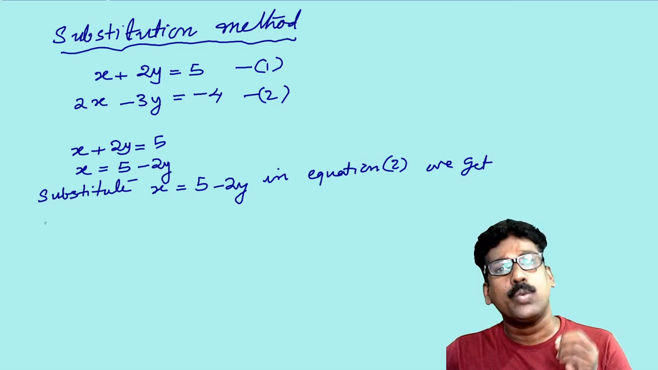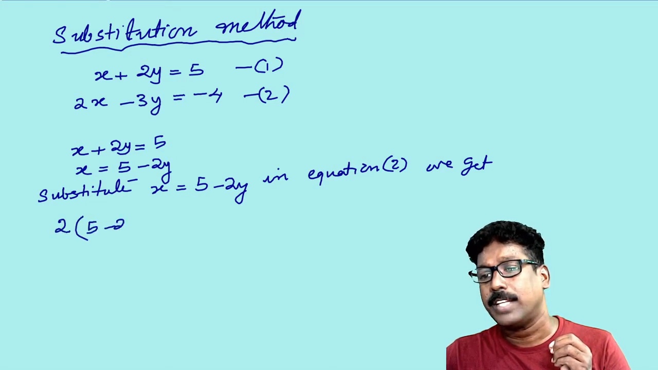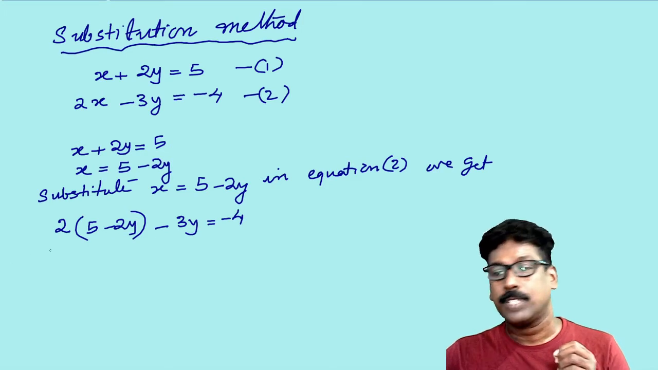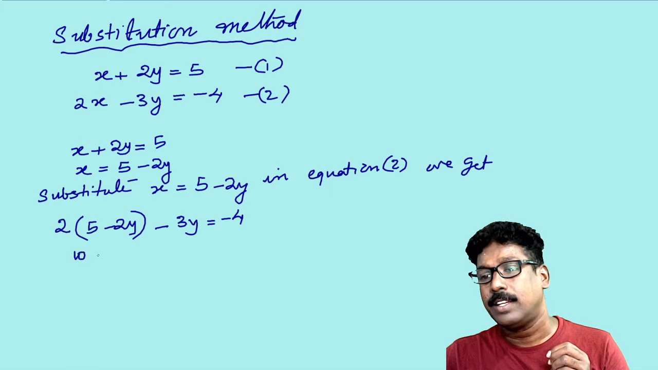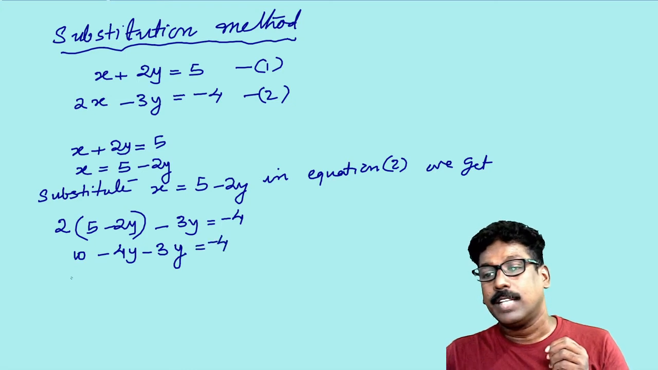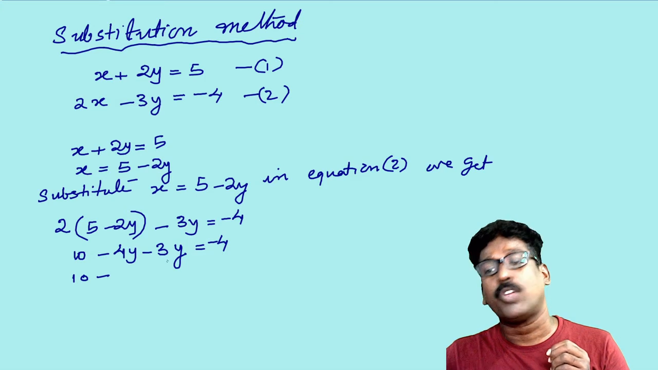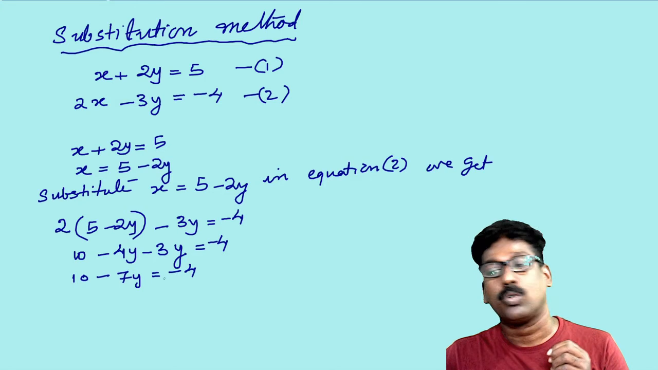Now equation 2 is 2x minus 3y. So, instead of x you can write 2 into (5 minus 2y), and here minus 3y is equal to negative 4. Now multiply by 2. What will you get? 2 into 5 is 10, minus 4y minus 3y is equal to minus 4. That is 10 minus 4y minus 3y, which is 10 minus 7y is equal to minus 4.